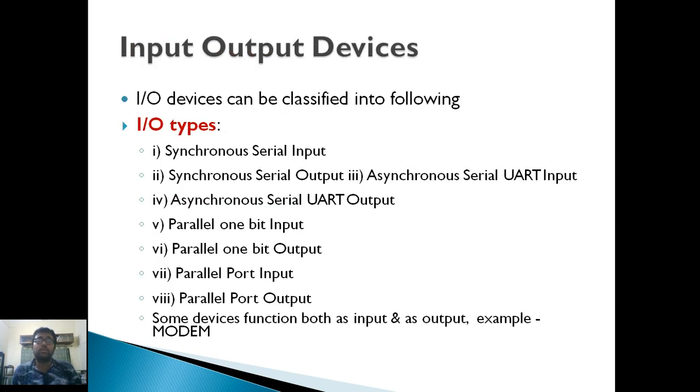First slide describing the input and output devices. The input output devices can be classified into the following types: synchronous serial input, synchronous serial output, asynchronous serial UART input, asynchronous serial UART output, parallel 1-bit input, parallel 1-bit output, parallel port input, parallel port output. Some devices function both as input and output. Example, modem. Let's go to the next slide.